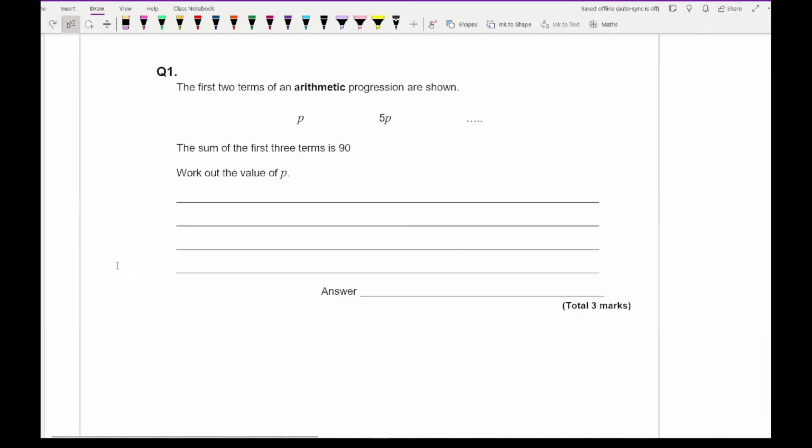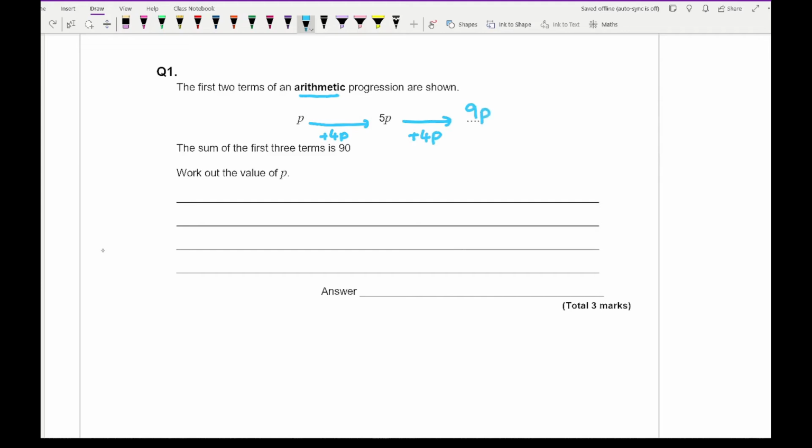Question 1 says the first two terms of an arithmetic progression are shown. The sum of the first three terms is 90, and the question is asking us to work out the value of p. Because we know it's an arithmetic sequence, I need to work out what I need to add to p to get 5p. Well, that's going to be plus 4p. So the next term is going to be 5p plus 4p, which is 9p.